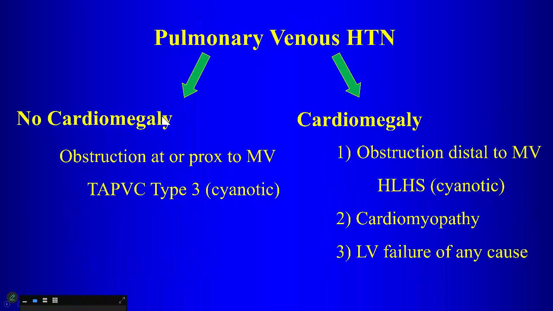Pulmonary venous hypertension, no cardiomegaly, obstruction at or proximal to the mitral valve. If there is cyanosis, total anomalous pulmonary venous return type 3. Cardiomegaly, obstruction distal to the mitral valve. If there's cyanosis, hypoplastic left heart. Cardiomyopathy, any cause of left ventricular failure. Of course, these will not have cyanosis, but these will give you cardiomegaly and failure, okay?